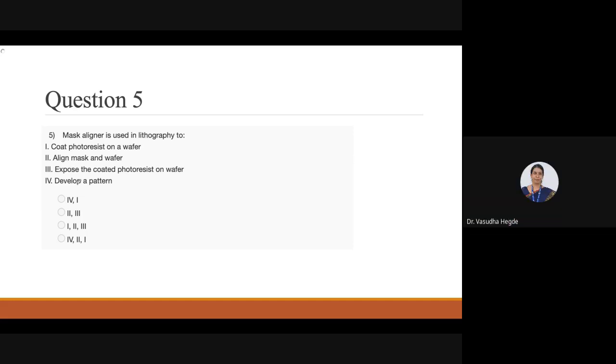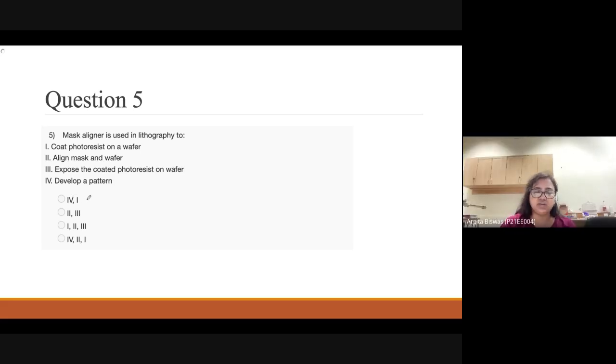Is it 2 and 3? That is the second option. Align the mask and the wafer, and also expose the coated photoresist on the wafer. Can you, ma'am, please elaborate a little bit?